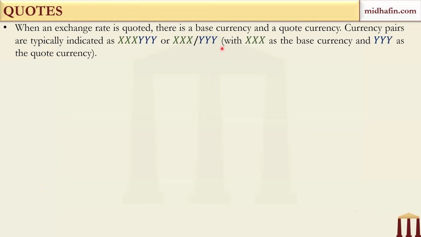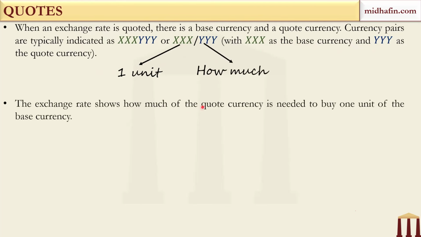Okay, now how the quotes are done. When an exchange rate is quoted, there is a base currency and a quote currency. So currency pairs are typically indicated like this: XXX YYY, or XXX/YYY, with XXX as the base currency and YYY as the quote currency. So basically you are asking the question that 1 unit of XXX buys how many units of YYY. That's it. The exchange rate is basically showing how much of the quote currency is needed to buy 1 unit of the base currency.